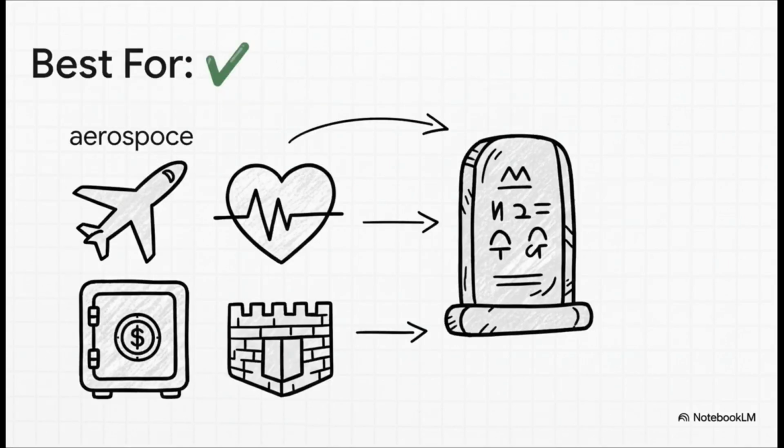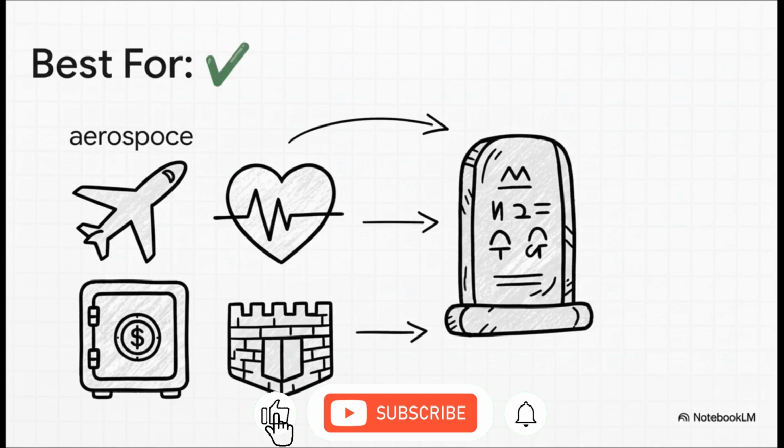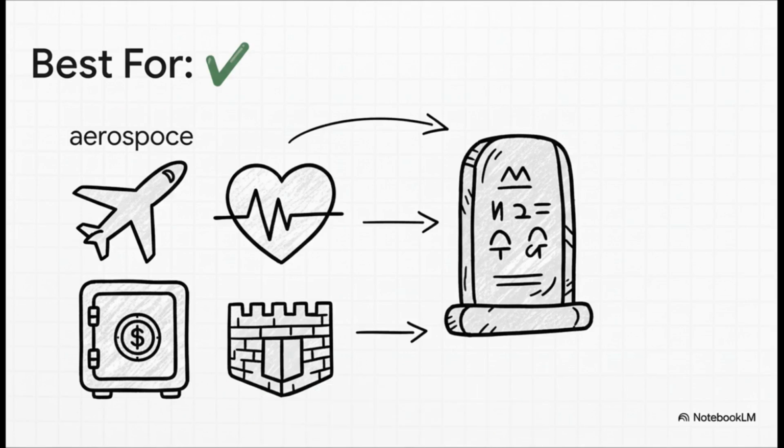So where does it shine? It is perfect for projects with stable, well-understood requirements that you know aren't going to change. Think about safety-critical systems. We're talking about flight control software for an airplane, medical devices like pacemakers, or secure banking and defense systems. In these fields, you absolutely need that high level of discipline.